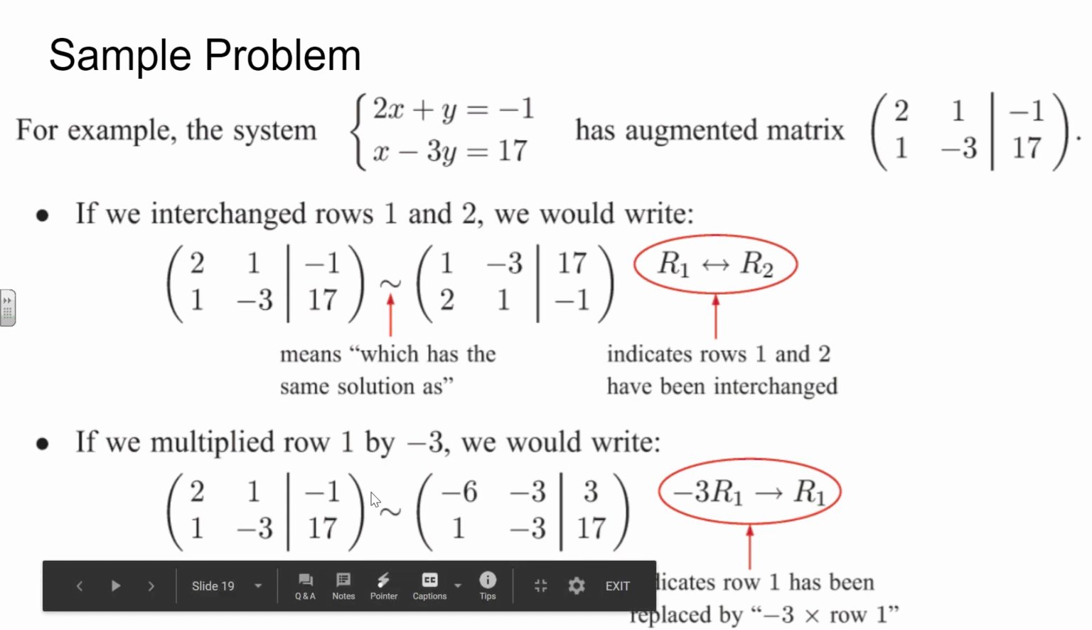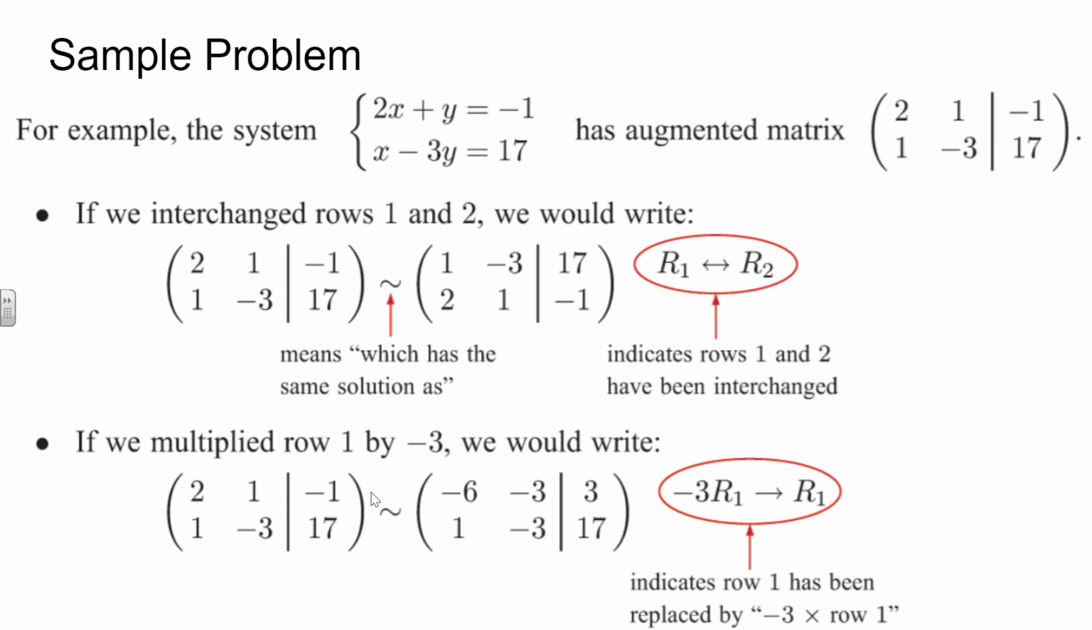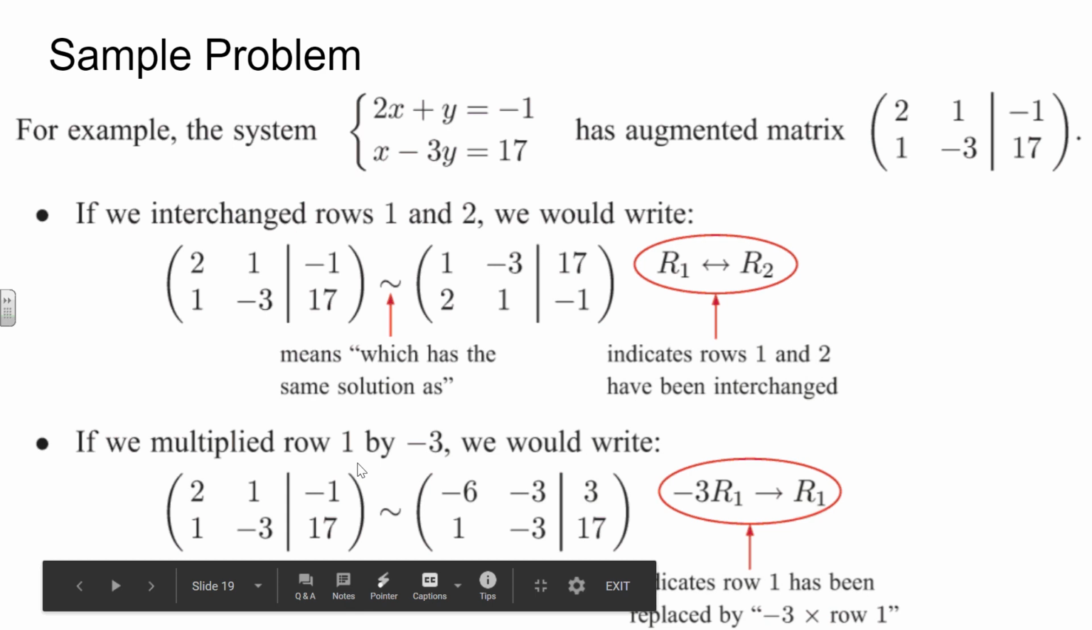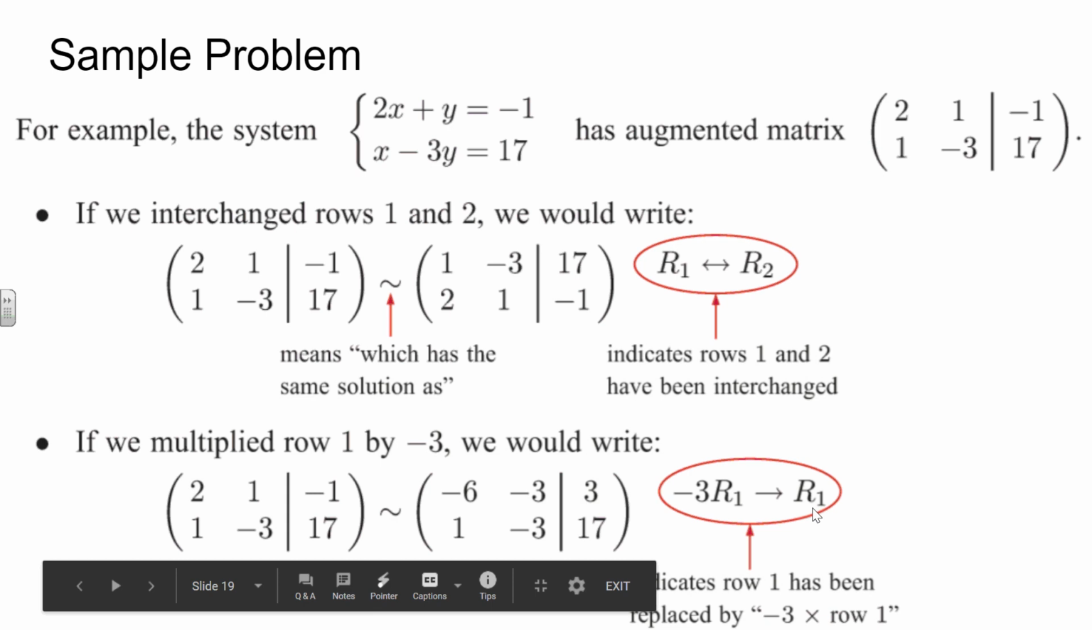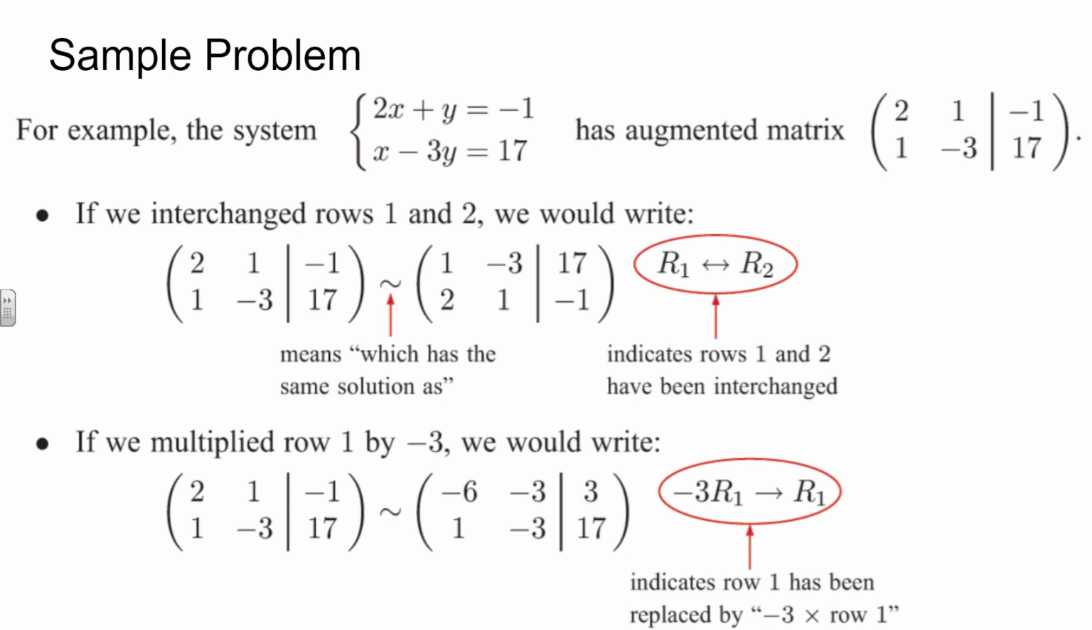Then we could do a little bit more manipulation with it by saying, once we have it in this format here, we could multiply row 1 by -3. That's why we see this -3 times R1, and that goes to R1. So notice the second row remains exactly the same. It is only row 1 that is getting multiplied by that -3.